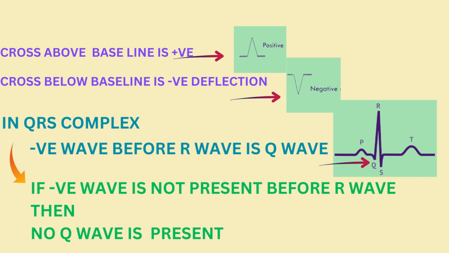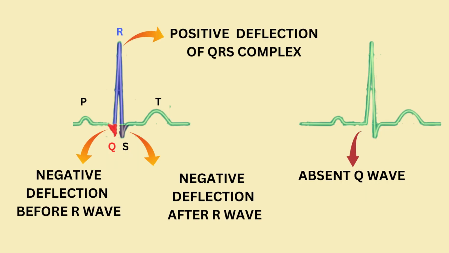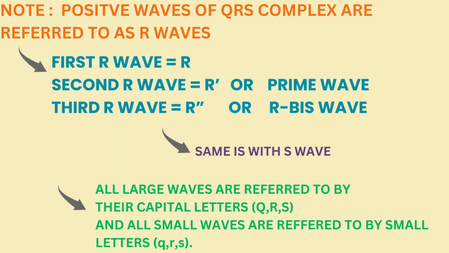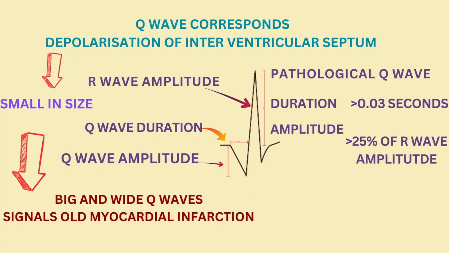In the QRS complex, the first negative deflection before the R wave is always the Q wave. If a negative deflection before the R wave is not present, that means the Q wave is not present. All positive waves of the QRS complex are R waves. The second R wave is named R prime wave. The third R wave is named R bis wave. All negative waves after the R wave are S waves. Multiple S waves are also named S prime and S bis wave.